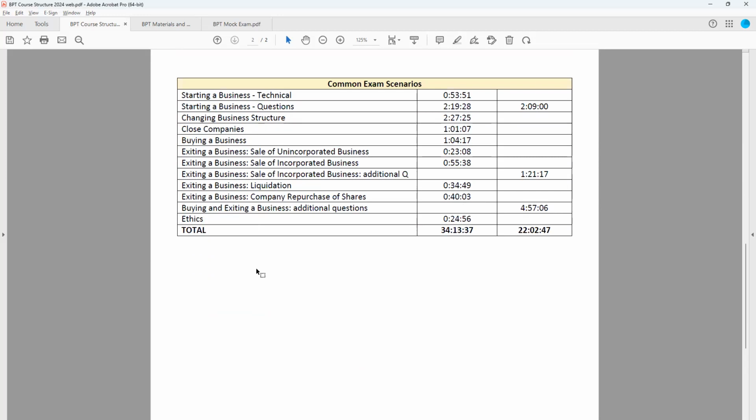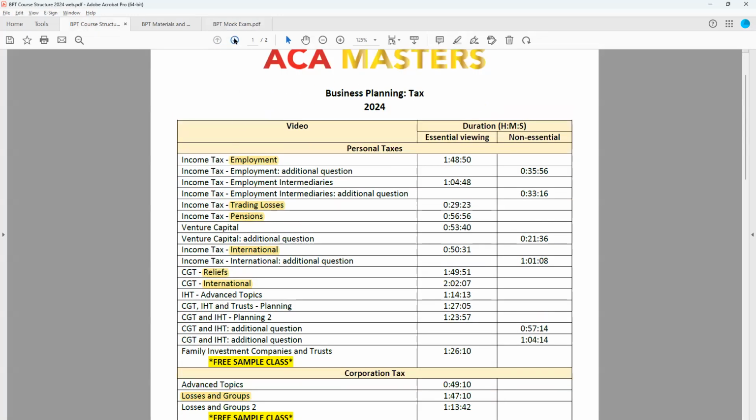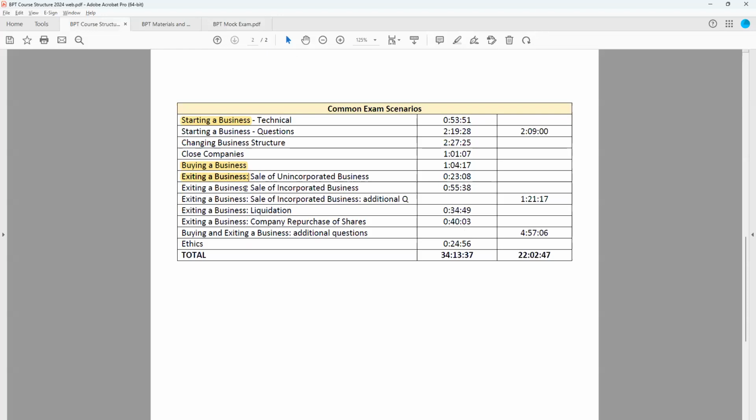As well as the individual taxes and subtopics within those taxes, I suggest you also have some time allocated to the common exam scenarios of starting a business, closed companies, buying a business, exiting a business. Whilst these generally don't have new technical content, and they're combining the technical content from the earlier parts, these are very common exam scenarios, and therefore it's worth focusing on that specific scenario and what is going on.